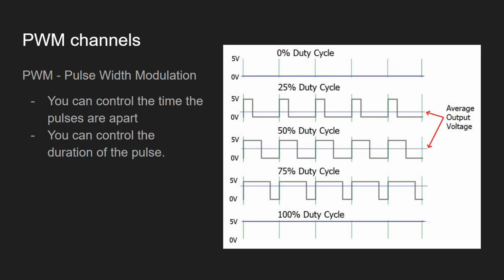At 100%, the average output is 100% of 5 volts. 50% duty cycle is 50% of 5 volts, which is 2.5 volts average output.